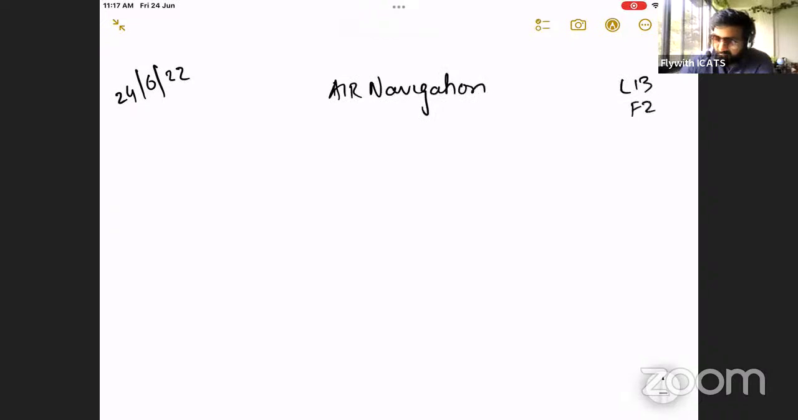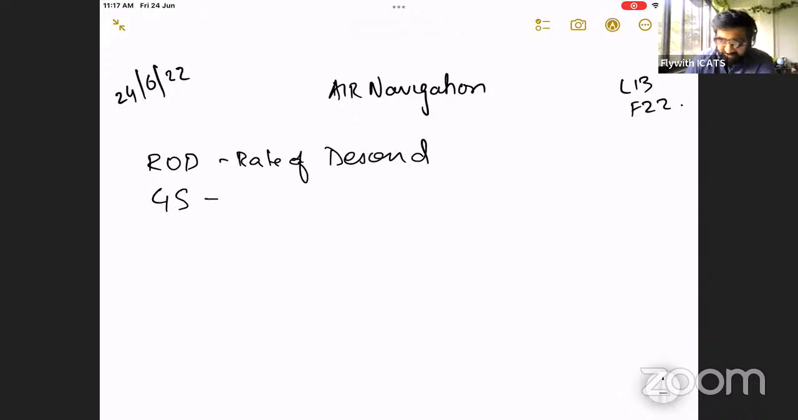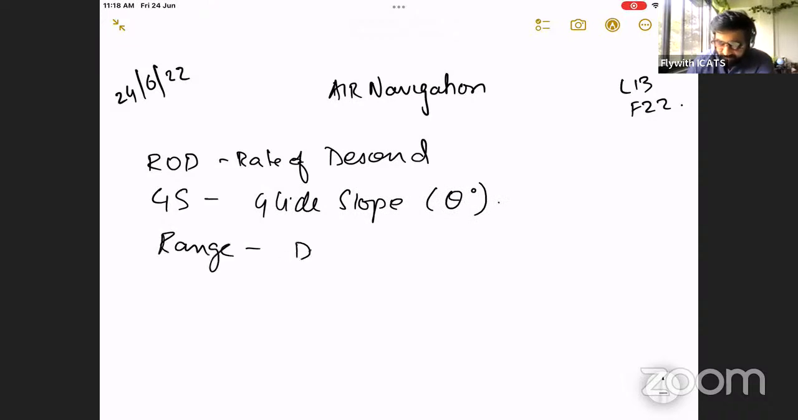So 13 F22. Okay. So topics to understand: rate of descent. Okay. Rate of descent. And then we have GS. This GS is not ground speed. This is glide slope. It is always an angle, theta. Okay. And then we have something called range.